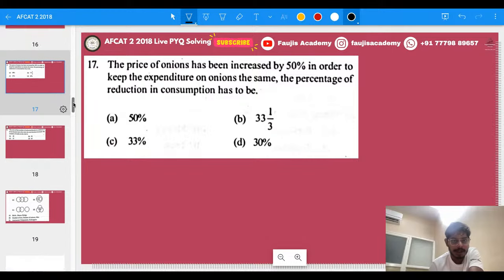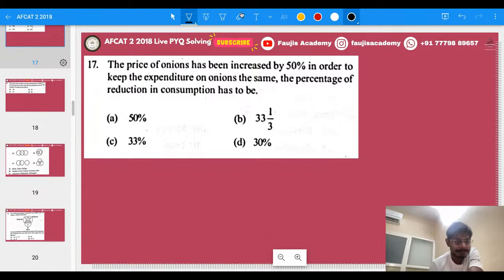All right, second last mathematics question for the day. The price of onions have increased by 50%. Yes, Devanathan, you did not answer the previous question yet. Do you guys need any help in the previous question?